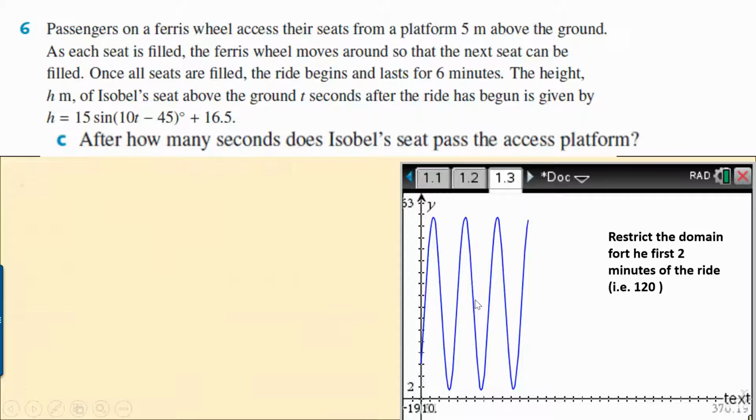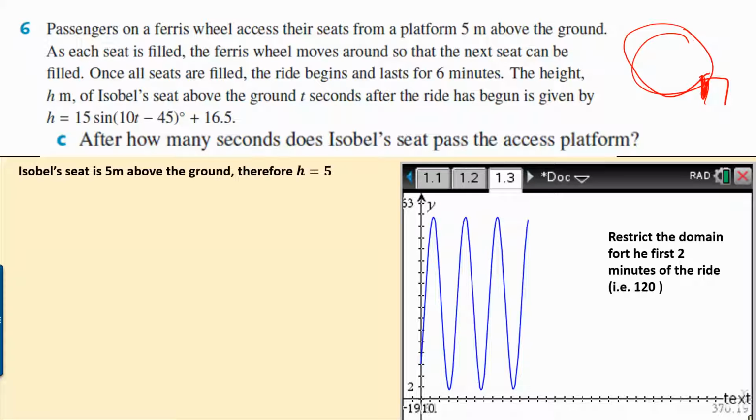The next part is, after how many seconds does Isabel's seat pass the access platform? Now, the platform was 5 meters above the ground. So that's what I'm saying here. Well, you know the platform is 5 meters above the ground. So as she's moving around, how long before she reaches 5 meters again? So that's when h equals 5.